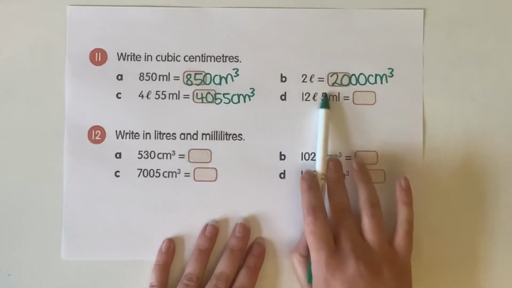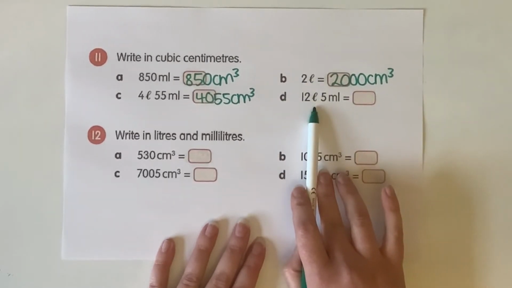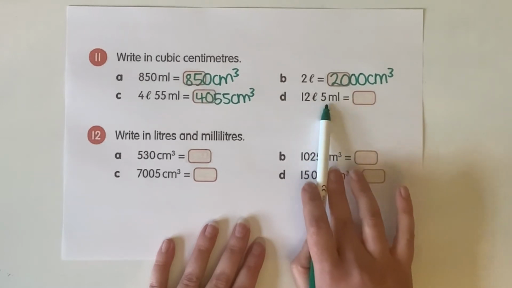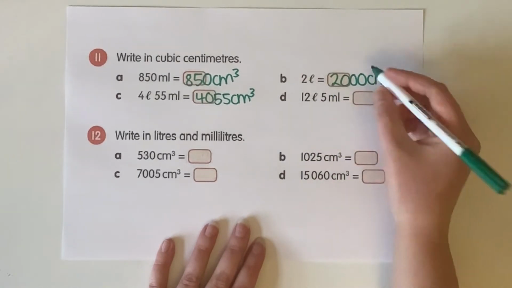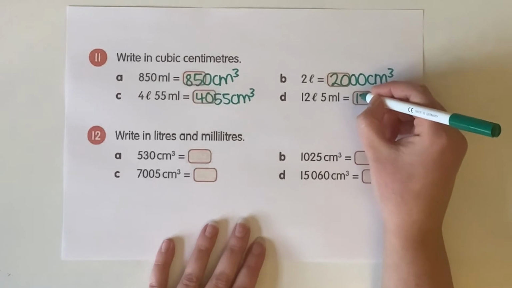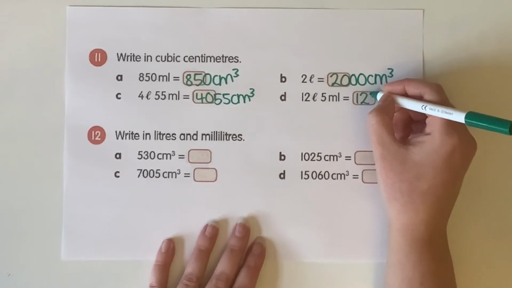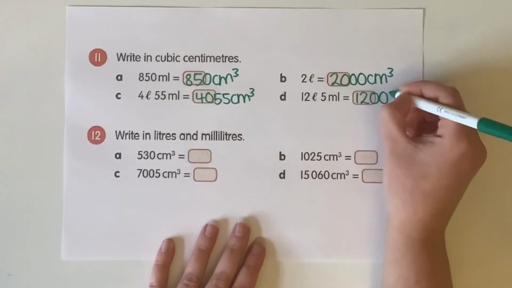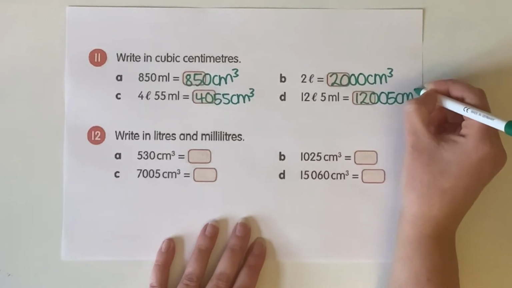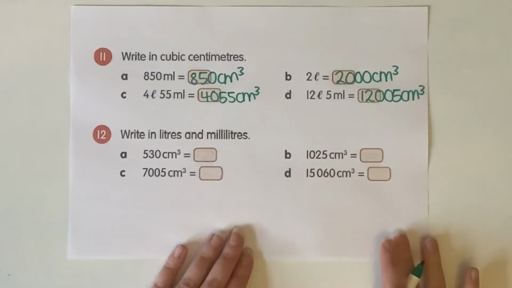D, 12 litres and 5 millilitres. Once again, 12 litres would be 12,000 millilitres. Okay, and then I've got an extra 5 millilitres. Converting those into cubic centimetres would be 12,005 cubic centimetres. So I don't know if you've got those correct so far.